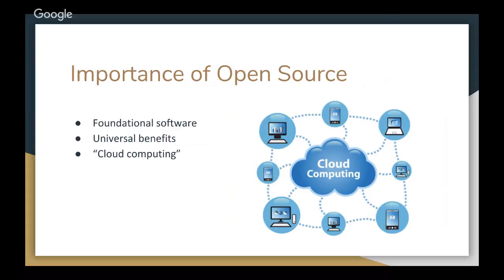So what makes open source important? Open source is a foundational software in the sense that almost anyone using the internet benefits from some sort of open source program. There are also universal benefits of open source, such as efficiency of community driven development because of the wide ranges of people working on it, and also profitability because, since it's open source, it's cheaper than proprietary software.